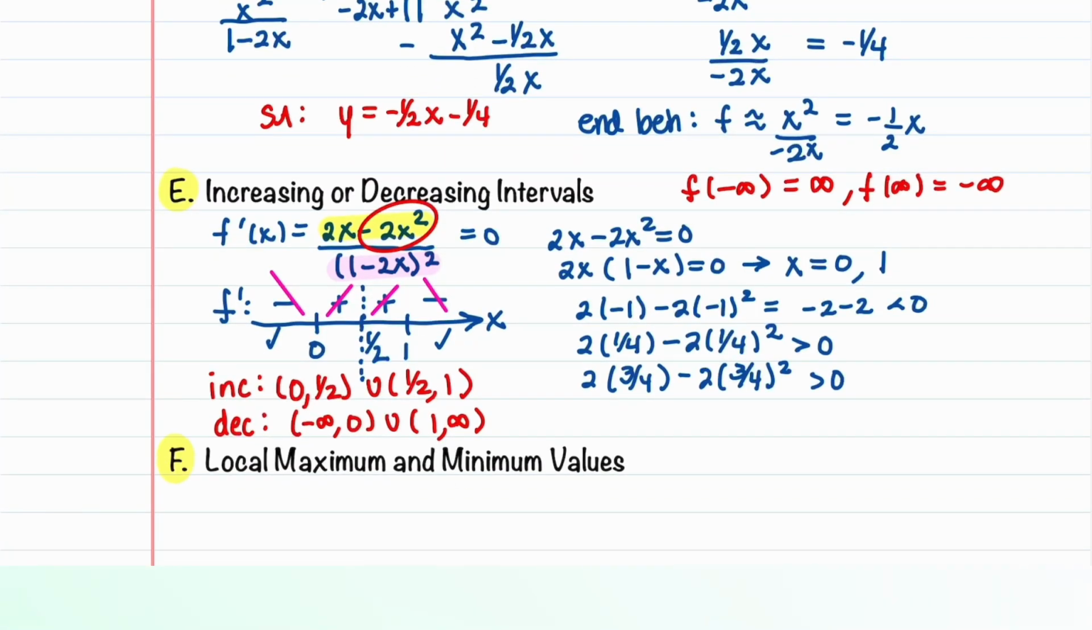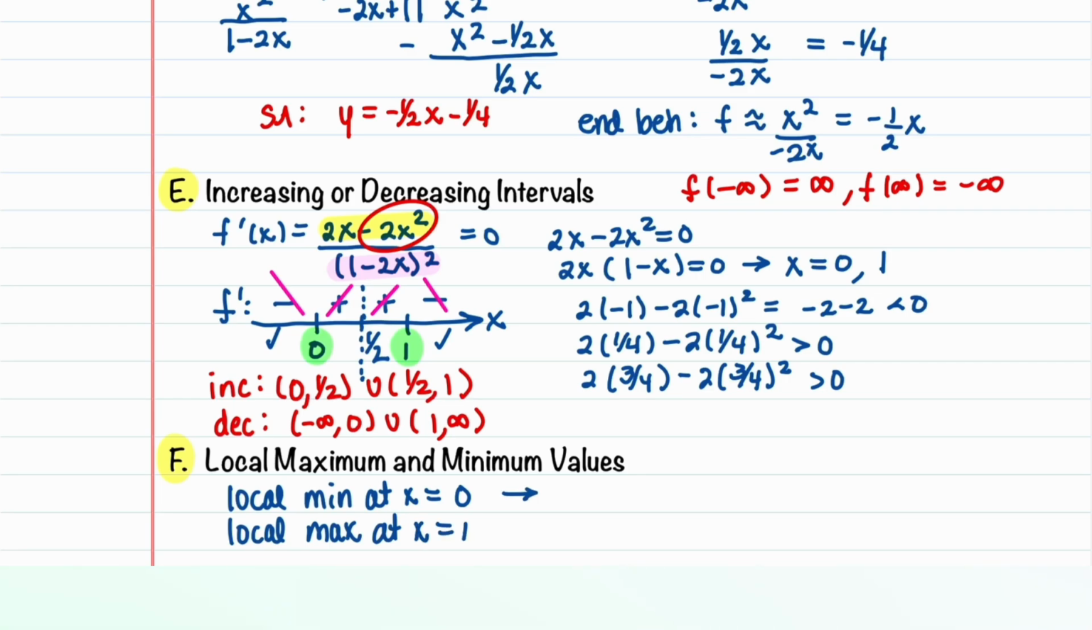Let's now look at local max and mins. If we go back up to our graph, we can see that we are going to have a local min at 0 and a local max at 1. Let's write that down. We have a local min at x is equal to 0, and we have a local max at x is equal to 1.